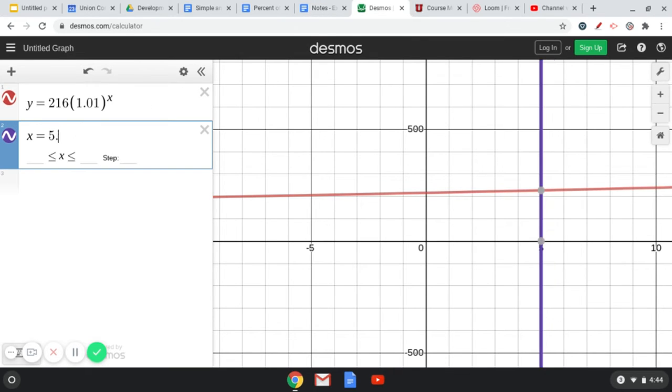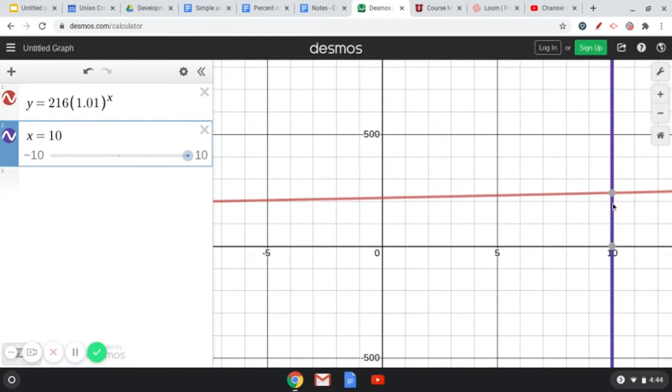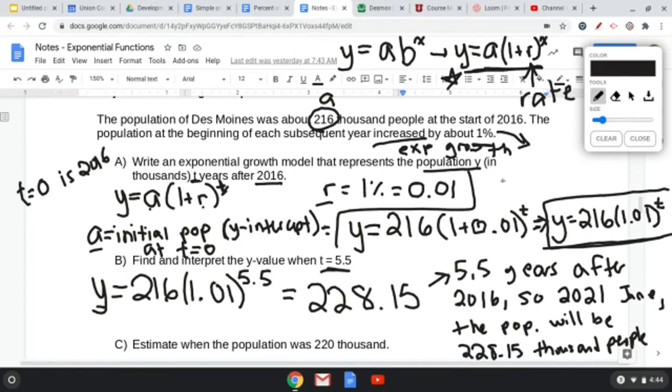So we could figure out the population after 10 years. Let's go to 10. When x is 10, the population will be about 238.6 thousand people. All right, we'll go back to the notes.